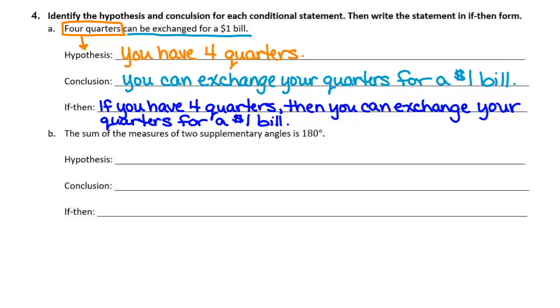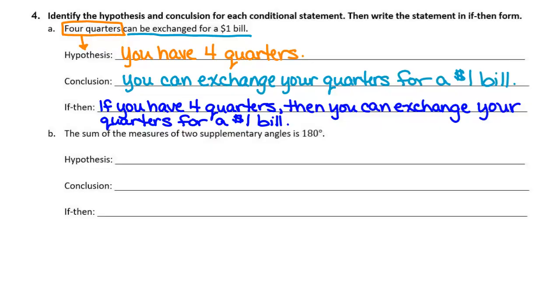So we left off yesterday on problem number 4, where we were taking a statement, writing the hypothesis and the conclusion, and then rewriting the statement as an if-then statement. We started with this statement: 4 quarters can be exchanged for a $1 bill. We said the hypothesis is that you have 4 quarters because you have to start with something. And then the implication is if you have the 4 quarters, then you can exchange those 4 quarters for a $1 bill. So our conclusion, you can exchange your quarters for a $1 bill. And then our if-then, if you have 4 quarters, then you can exchange your quarters for a $1 bill.